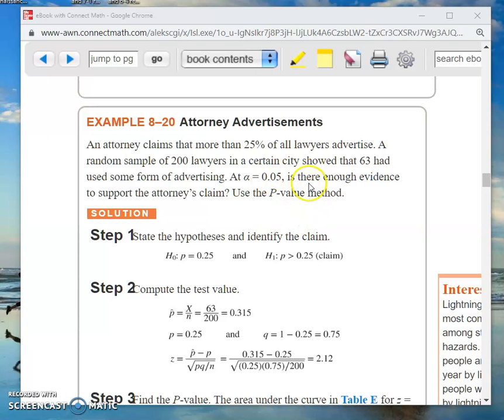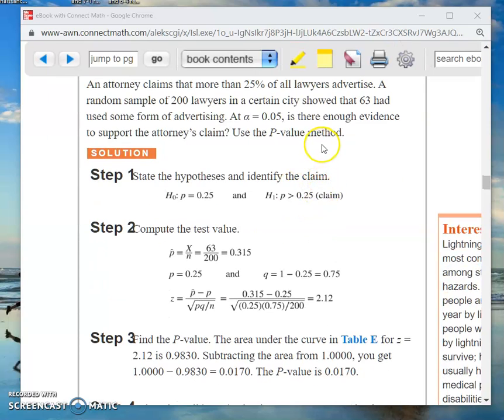Excuse me, this one they want to use the p-value, so I'll do the p-value one, but we're going to do that in the next video.